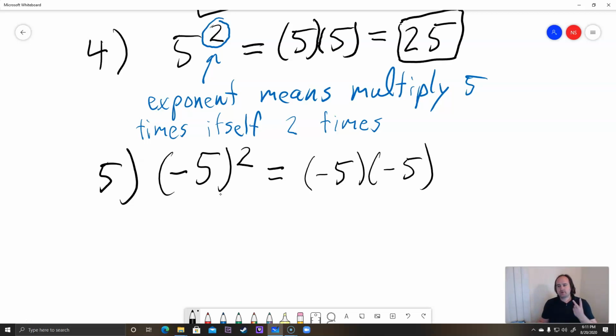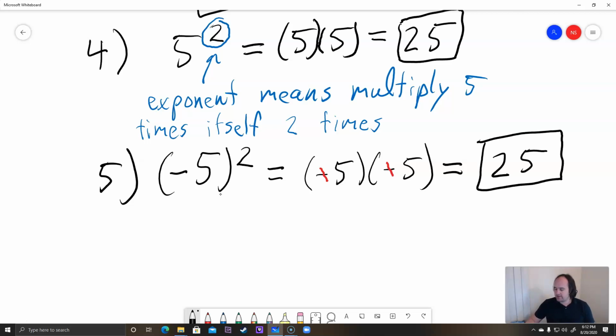Again, the exponent of 2 means you multiply whatever the exponent is affecting times itself 2 times. So that's how we got 2 negative 5s. All right, and then these 2 minuses are going to cancel out. Remember, minuses cancel out in groups of 2. So these 2 minuses cancel out and give you a positive 5 for each one. And then we know that 5 times 5 is positive 25. Okay? So our answer for this one is actually also 25.